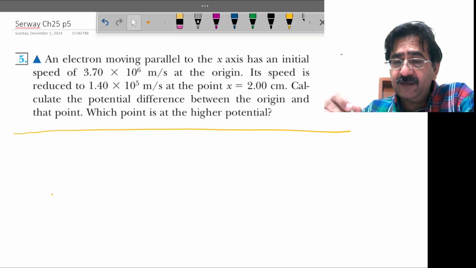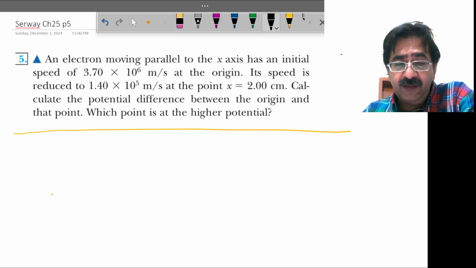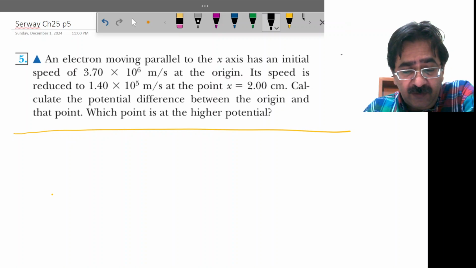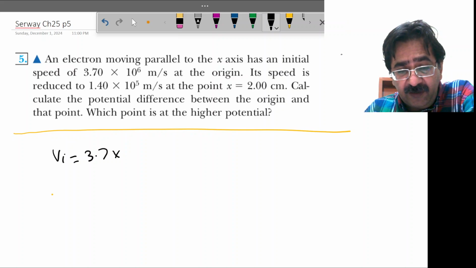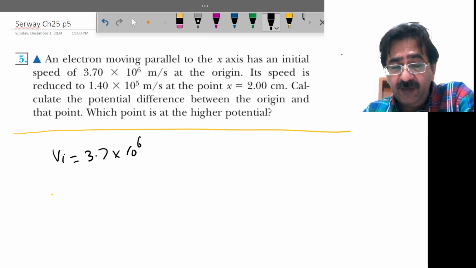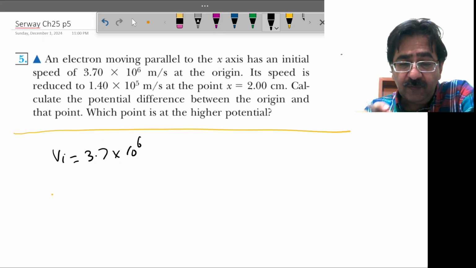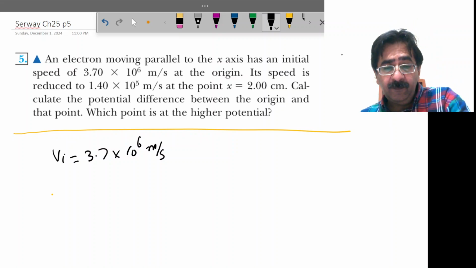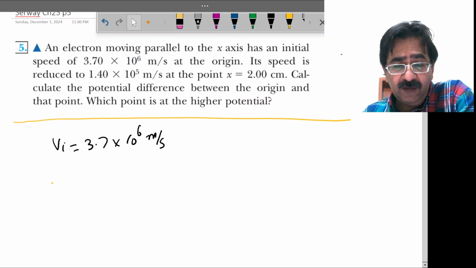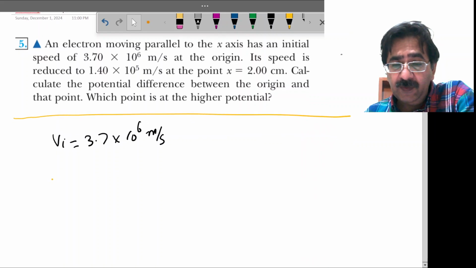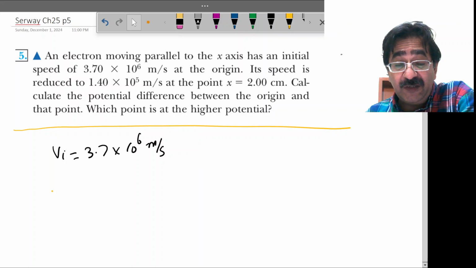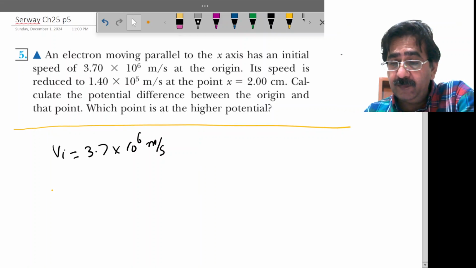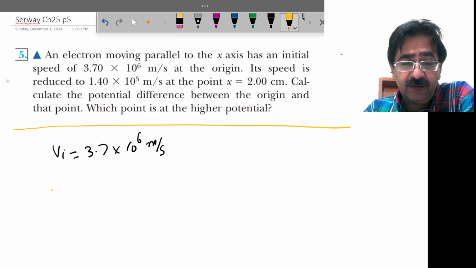moving parallel to the x-axis has an initial speed that is given as 3.7 times 10 raised to power 6 meters per second. Initial speed is this, and its speed is reduced. That is a very important point. Speed is reduced.